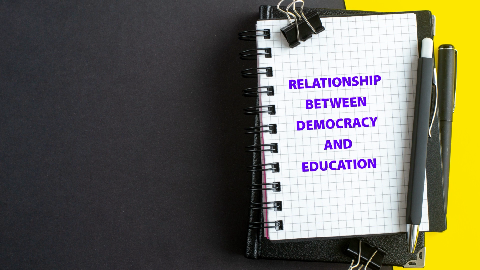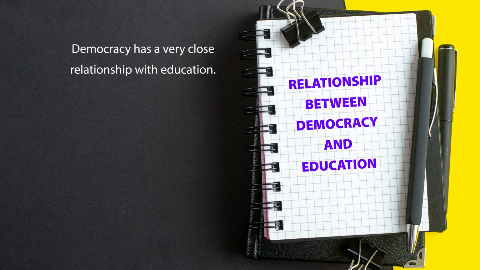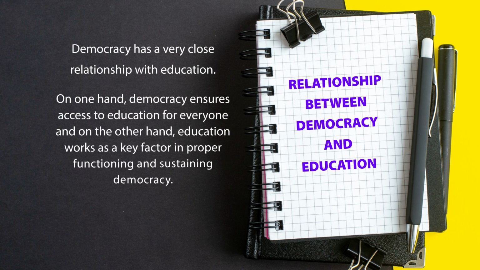Next, we will see the relationship between democracy and education. Democracy has a very close relationship with education. On one hand, democracy ensures access to education for everyone, and on the other hand, what does education do? Education works as a key factor in the proper functioning and sustaining of democracy.